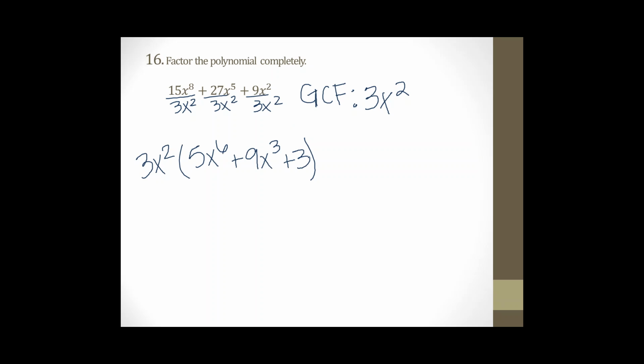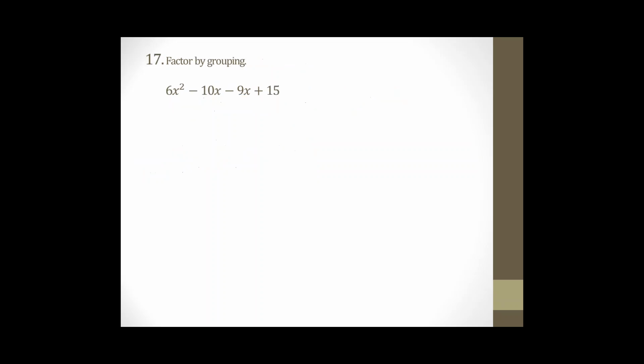All right, let's keep going. 17, factor by grouping. So we factor by grouping when we have 4 terms, which we have here. So we're going to start by grouping the first 2 terms, and then we're going to group the last 2 terms. Okay, so within the first group, factor out the GCF.